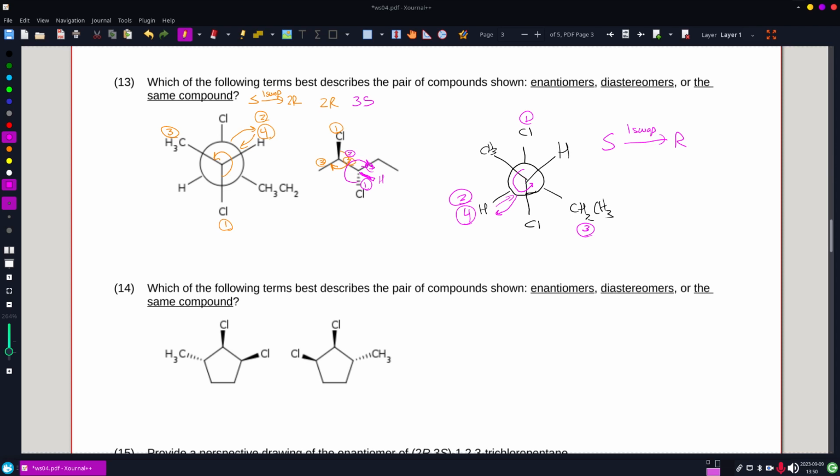That swap that we did put the 4 in place of that 2, which is coming up on the Newman projection. So H in front, reverses it again, back to S. So both of these have the exact same rotation. That makes these the same exact molecule.